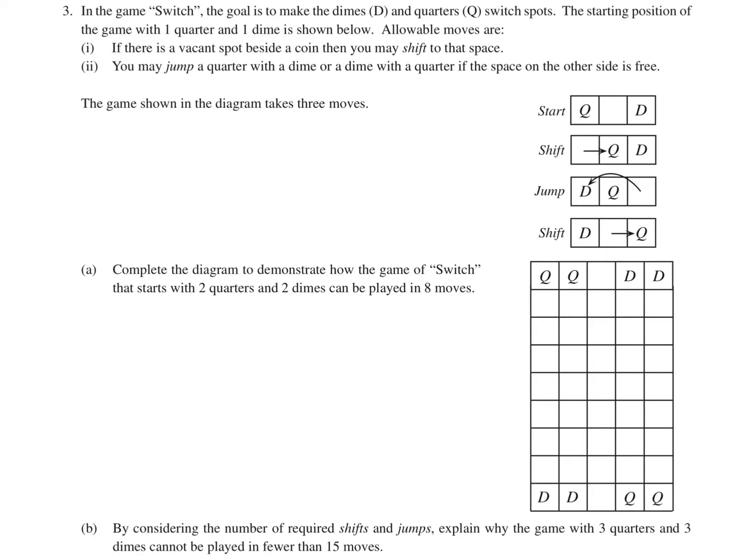In the game Switch, the goal is to make the dimes and the quarters switch spots. The starting position of the game with 1 quarter and 1 dime is shown below. Allowable moves are: if there's a vacant spot beside a coin, you may shift to that space. You may jump a quarter with a dime, or a dime with a quarter, if the space on the other side is free. The game shown in the diagram takes 3 moves.